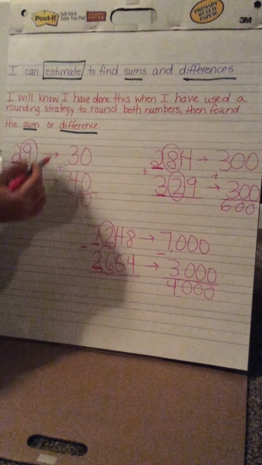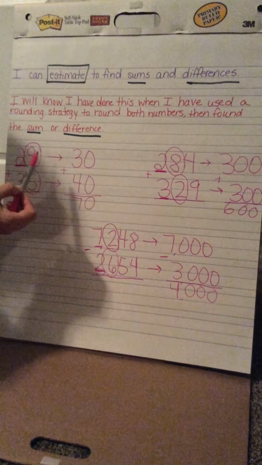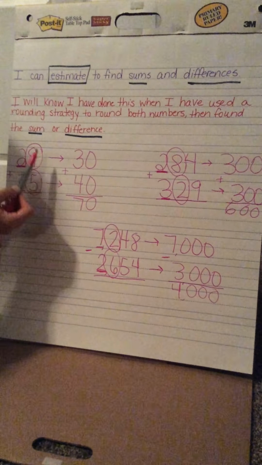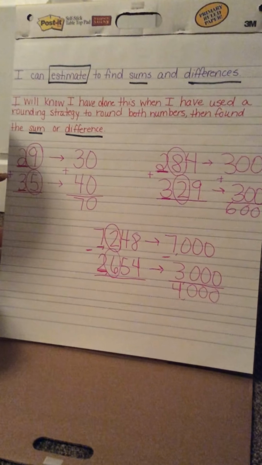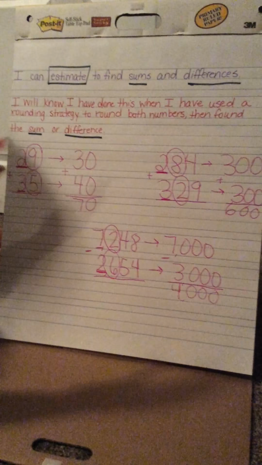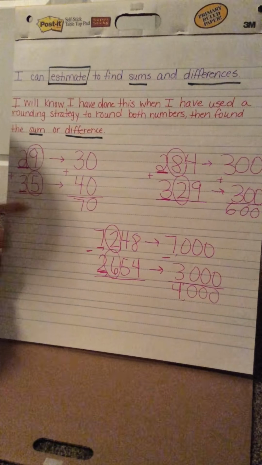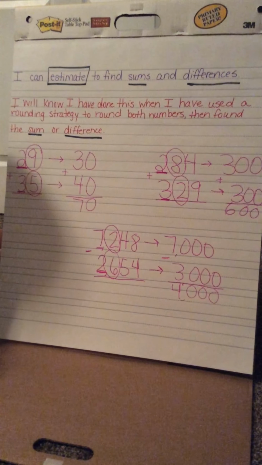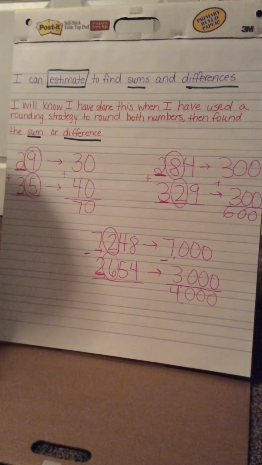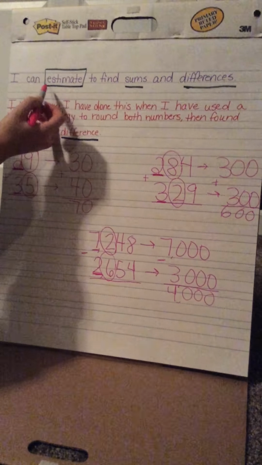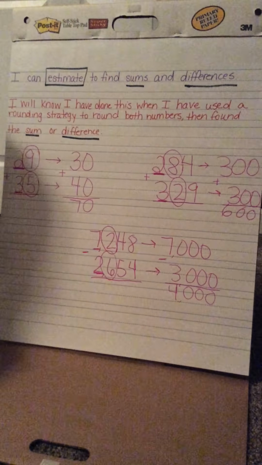So again, to be successful at this, you want to use your rounding strategy, whatever that might be, to round both numbers. Then you're going to go back and look at what operation is being done. And remember, later on we're going to be solving these actually. We're going to find actual answers to these. This is a good way to figure out if you're in the ballpark of the correct answer. So did we hit our learning target today? Yes, we now know how to estimate to find sums and differences.